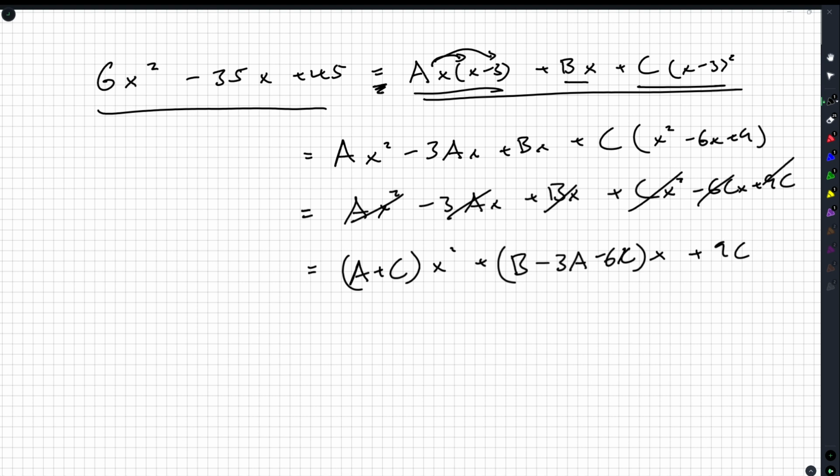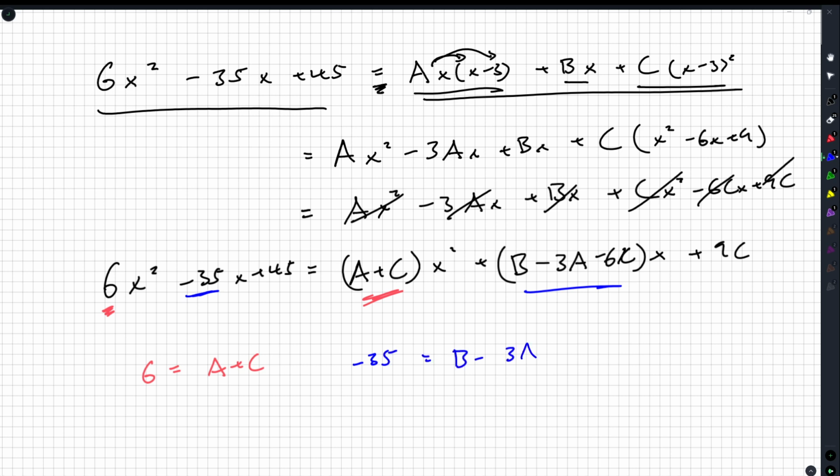Right, so there we've collected everything together. So that polynomial with its a's and its b's that we don't know is equal to this polynomial. But as I said before, one of the nice things about polynomials is polynomials are only equal if their coefficients are equal. So 6 has to be the same as whatever a plus c is. All right, moving to the next one. Minus 35 has to be the same as b minus 3a minus 6c.